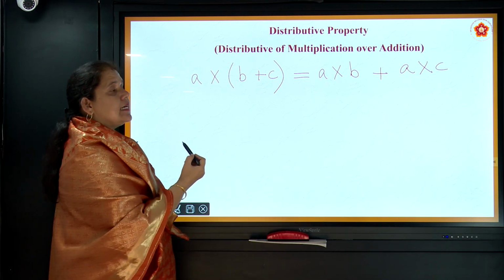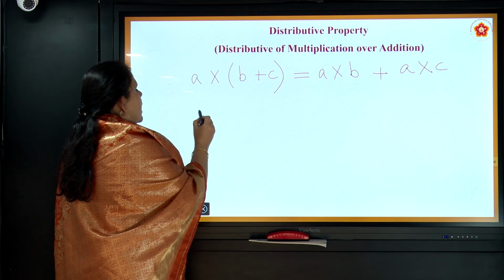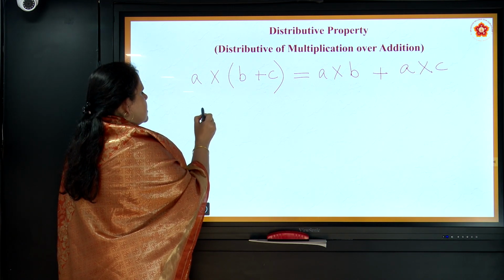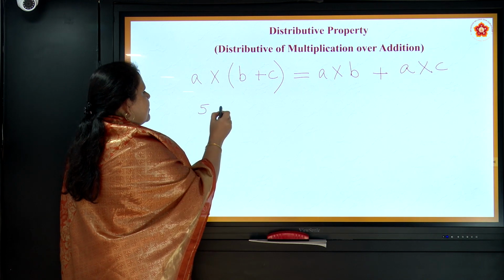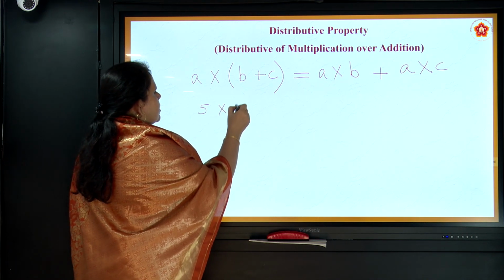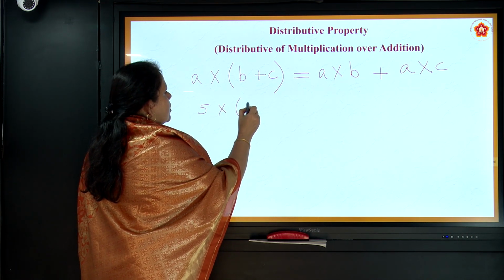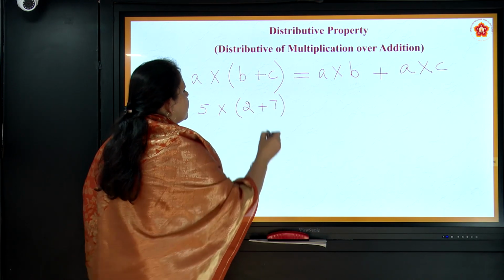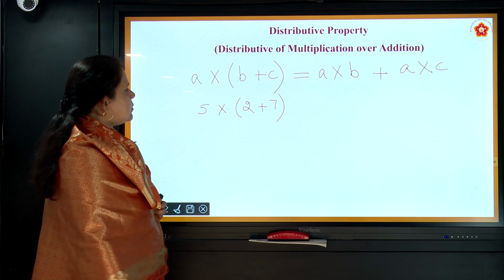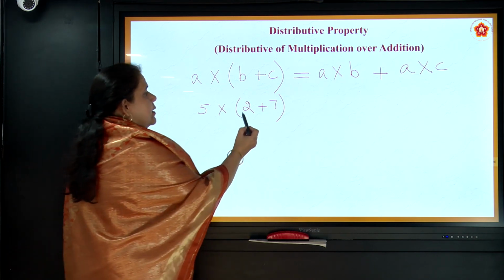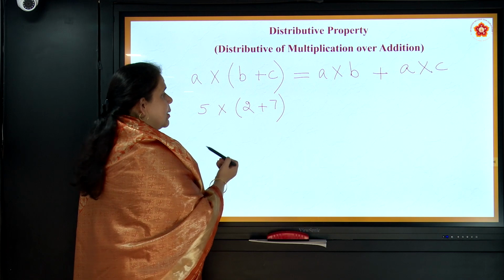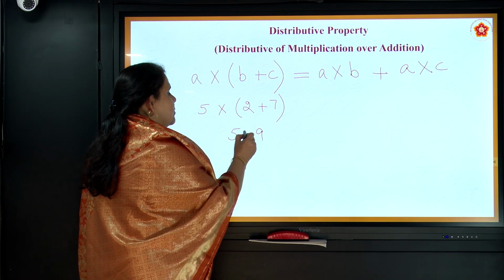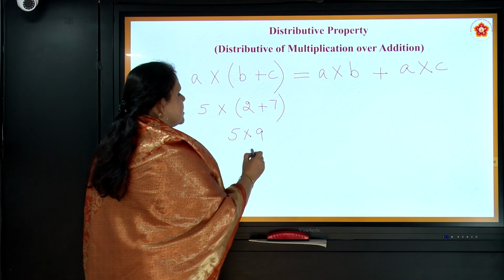Again, let's take some examples, and this time maybe we can take some other numbers. I am taking 5, 2 and 7. Let's solve them. Here, first we need to solve the bracket, remembering BODMAS. 2 plus 7 is 9. When we multiply it by 5, we will get 45.